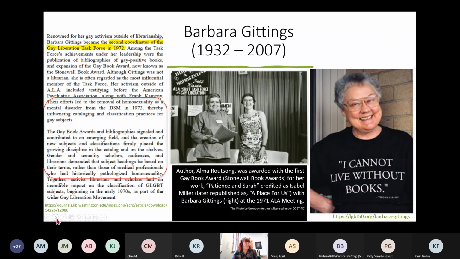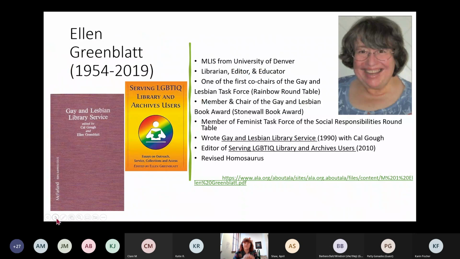Another person who has been instrumental for this topic in subject headings is Ellen Greenblatt, who passed away 2 years ago. These are two of her works that have been very influential in the library world, not just on subject headings. But there's a little info on her. One of the first co-chairs of the Gay and Lesbian Task Force, which is now known as the Rainbow Roundtable, also a member of the Stonewall Book Award Committee, and a member of the Feminist Task Force of the Social Responsibilities Roundtable, which we'll get to as well. And we will talk about the Homosaurus, which is fairly new, but Ellen Greenblatt was an editor and revised that controlled vocabulary, which we will get more into later.